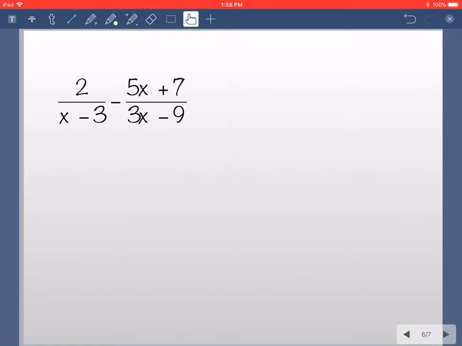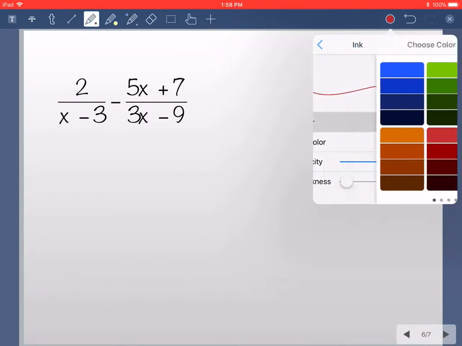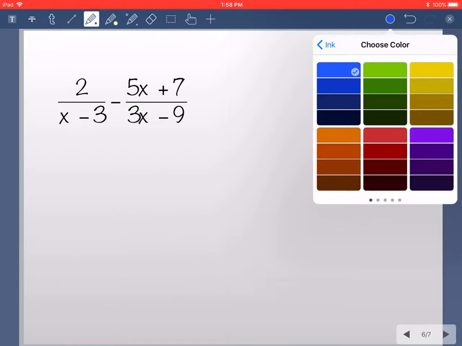I've got 2 over x minus 3 minus 5x plus 7 over 3x minus 9. Okay, so I do not have a common denominator right off the bat. I've got a denominator of x minus 3 and another one of 3x minus 9. So my first step needs to be to factor everything.